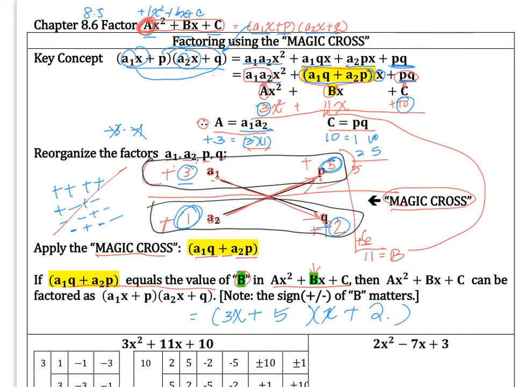And just a review, if a1q plus a2p equals the value of b in ax squared plus bx plus c, then this polynomial can be factored as a1x plus p times a2x plus q, as indicated earlier here in the key concept. So note that the positive and negative sign of b does matter, okay?